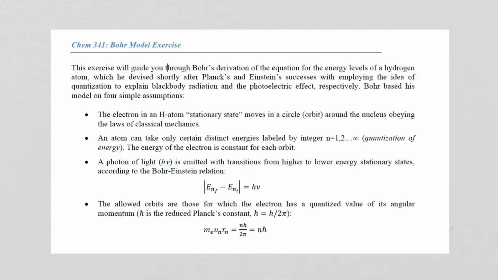Okay, so this video is just going to go over the Bohr model exercise that you all did as an in-class or take-home exercise, depending on how our timing was. So here are the 4 assumptions that went into Bohr's derivation of the energy levels for a hydrogen atom. And we are going to just work through the exercises from this handout.